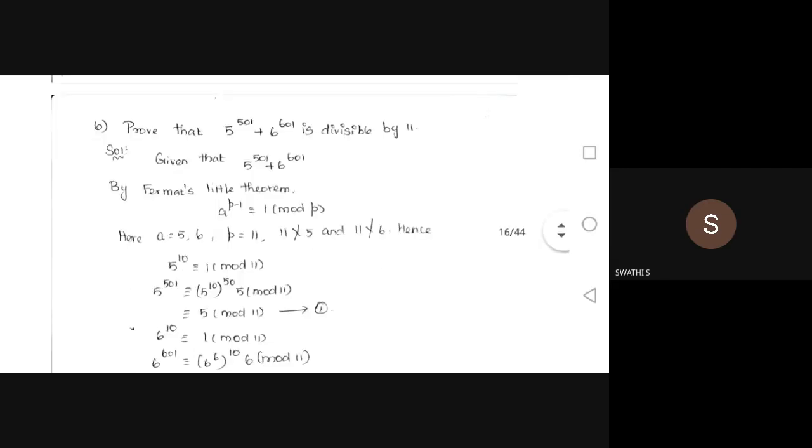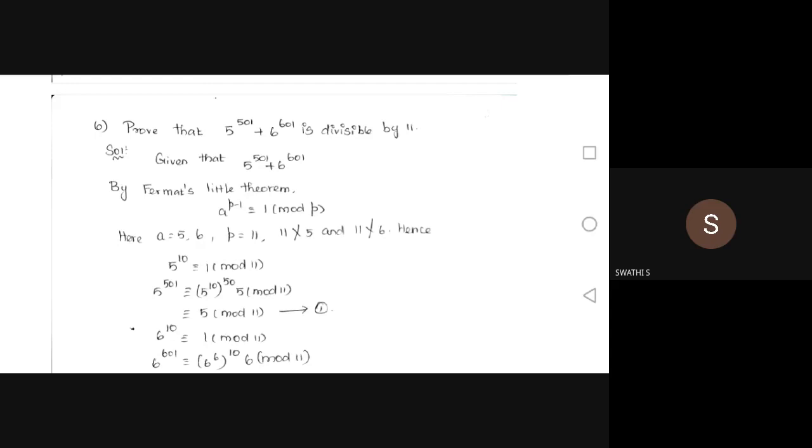So by Fermat's little theorem, if P does not divide A, then A power P minus 1 is congruent to 1 mod P. Here the A values are 5 and 6. Always the base values will be considered as A. So here A values are 5 and 6.